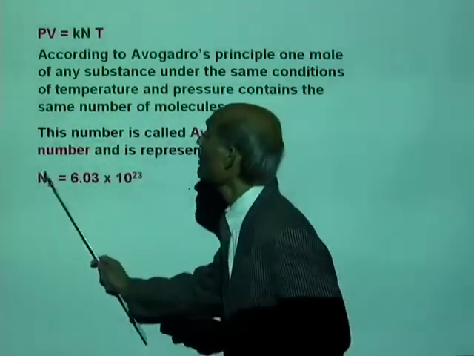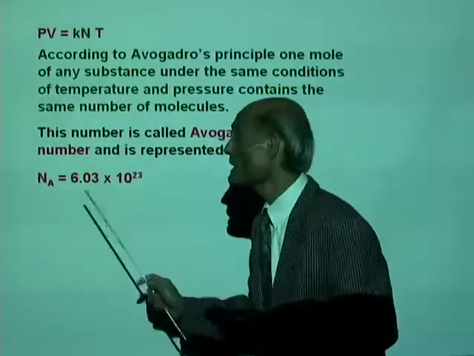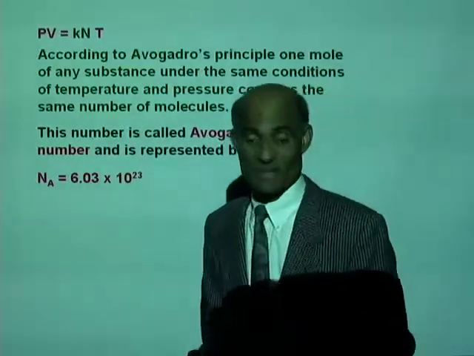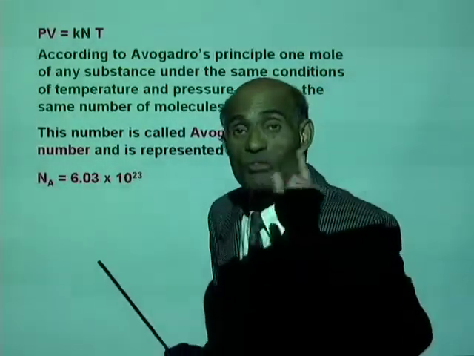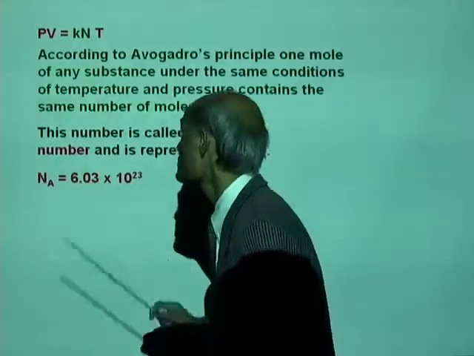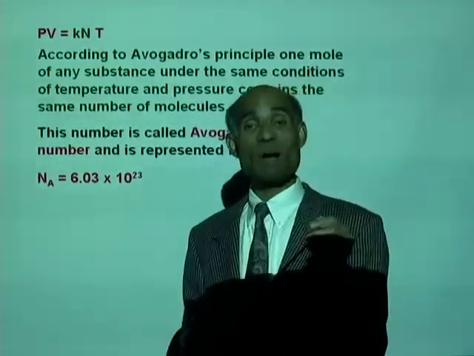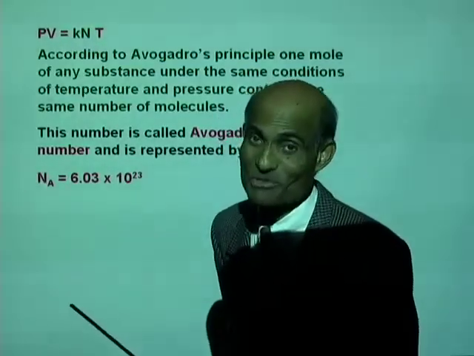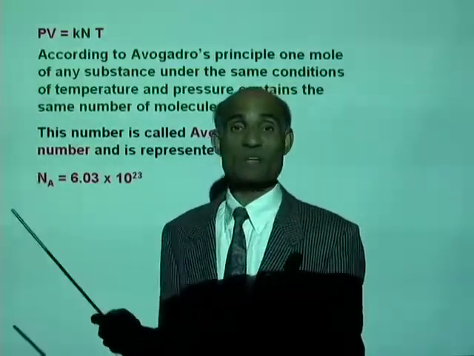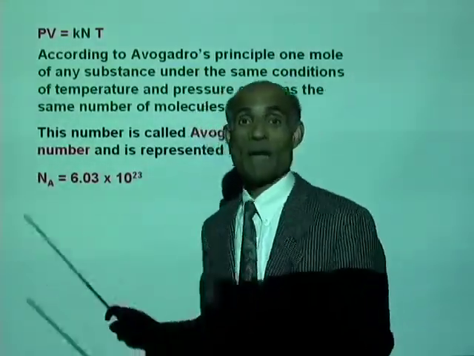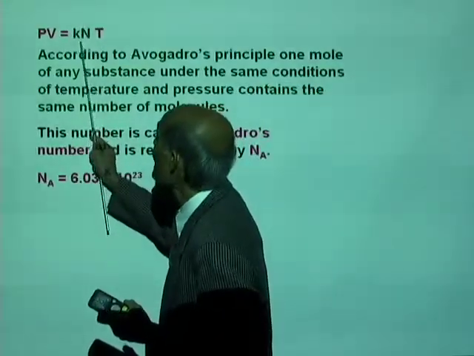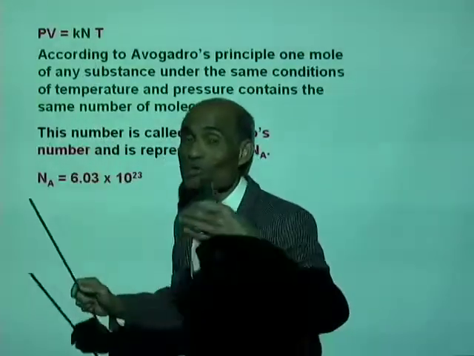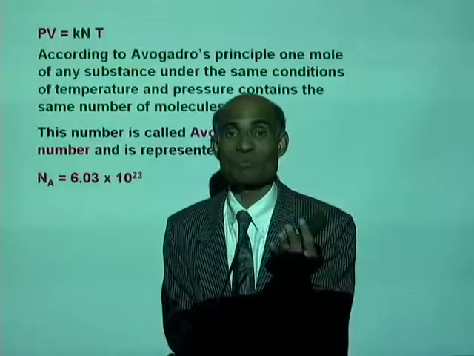Now, therefore, Avogadro's number is 6.03 times 10 to the 23. Any 1 mole of any substance will contain 6.03 times 10 to the power of 23 molecules under the same conditions of temperature and pressure. When you vary the conditions of temperature and pressure, it will change. And therefore, is it possible to write this N? What does the N stand for? N stands for the total number of molecules in your sample.